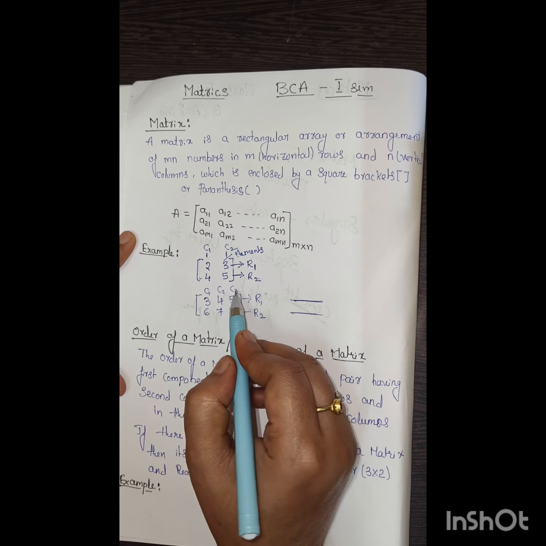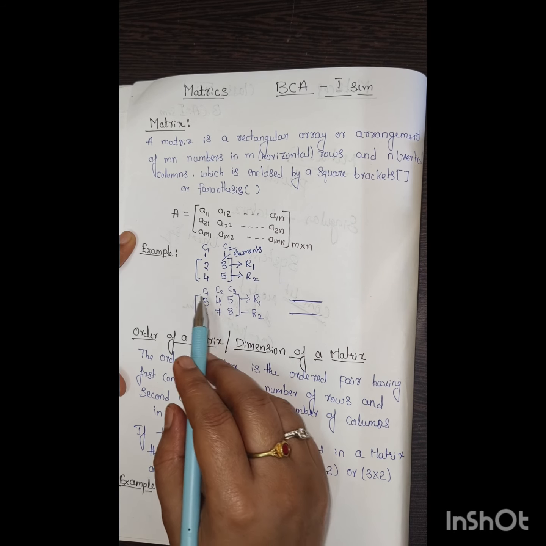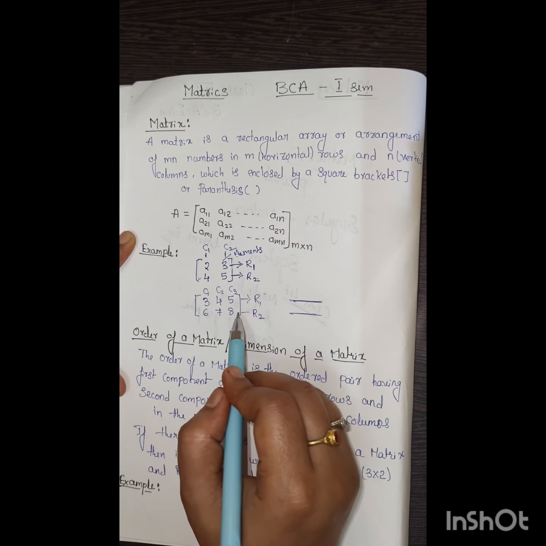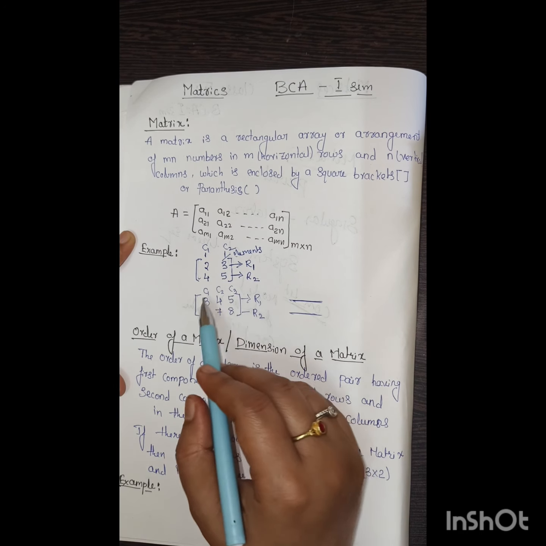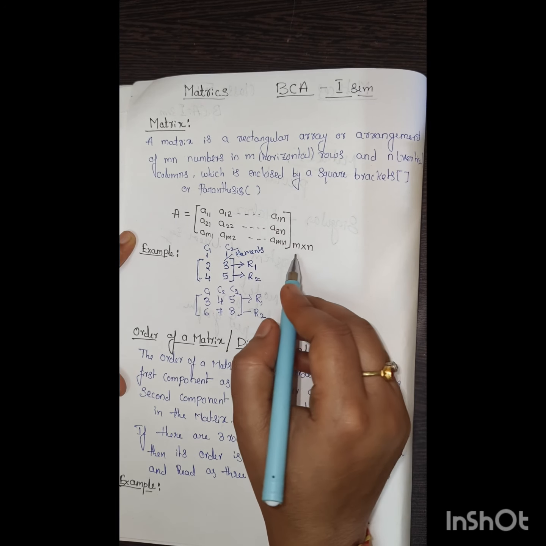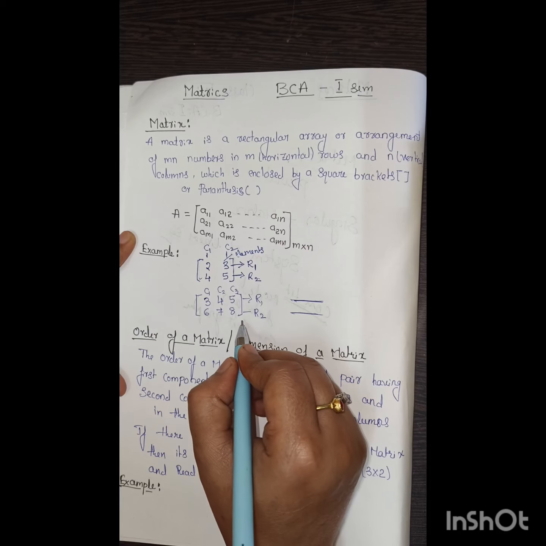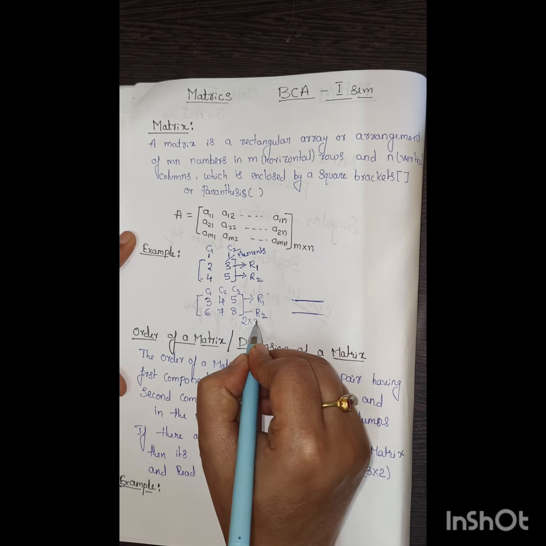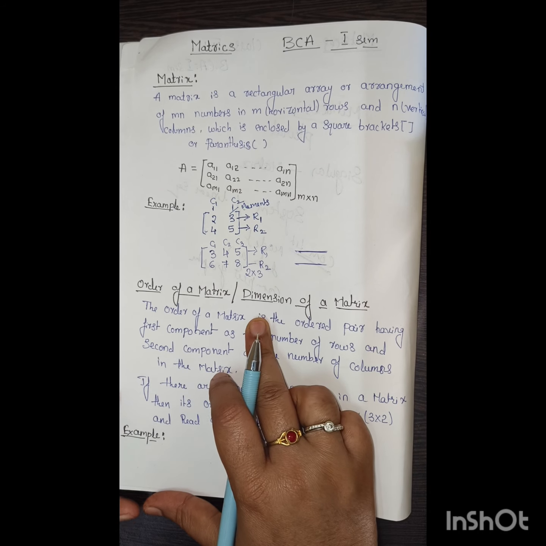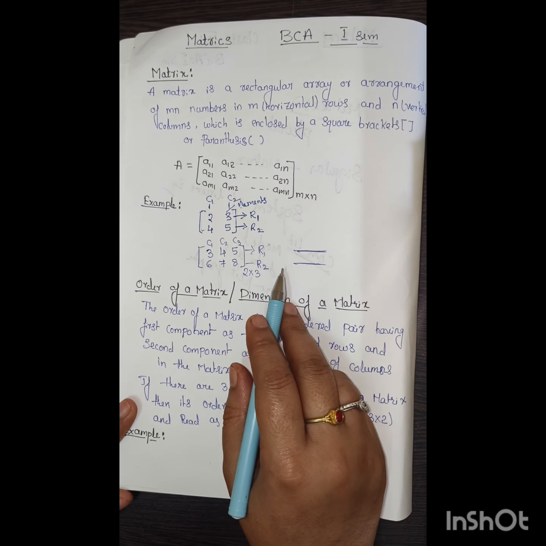1, 2, 3. So if you are writing the elements, otherwise numbers, in a rectangular form, row wise and column wise within the brackets, then it's a matrix. We write the matrix in this form, with m rows and n columns. How many rows here? 2 rows and 3 columns. Okay, now we will see about the order of a matrix. Order of the matrix means the same thing: how many rows it has and how many columns it has.